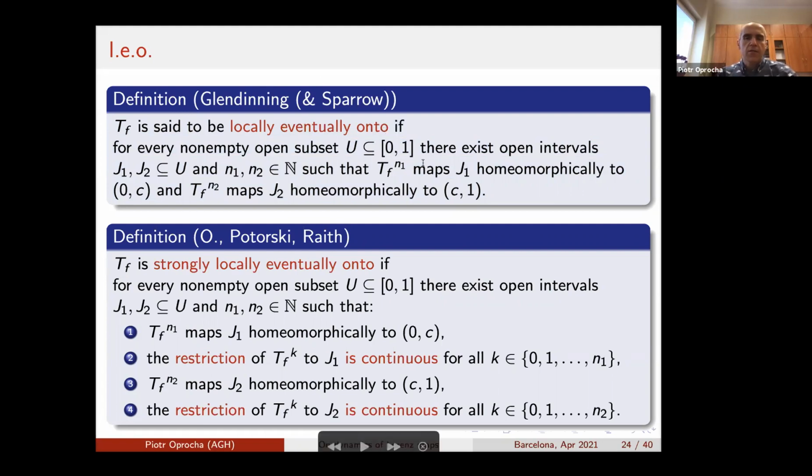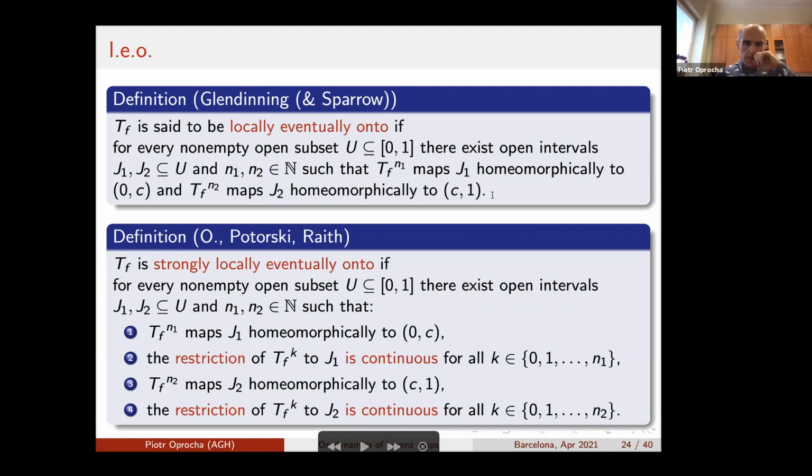In the case of Lorenz maps, it was defined differently. So it was saying that in every open set or open interval, you can find two intervals that after some iterations, if you restrict some iteration of that map to that interval, then you will get one of these basic pieces.